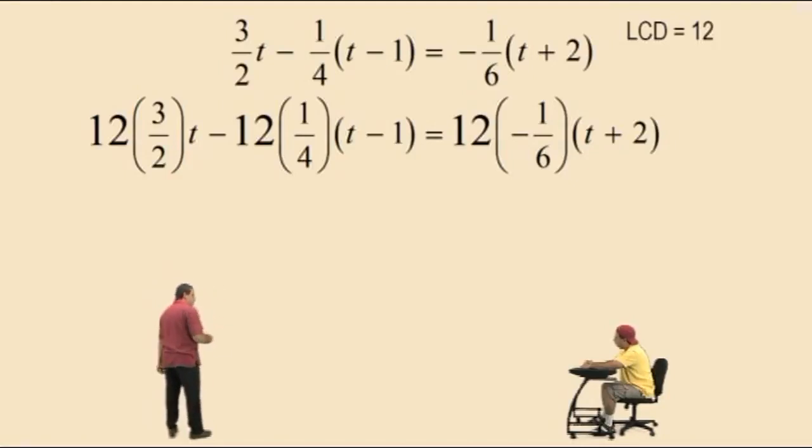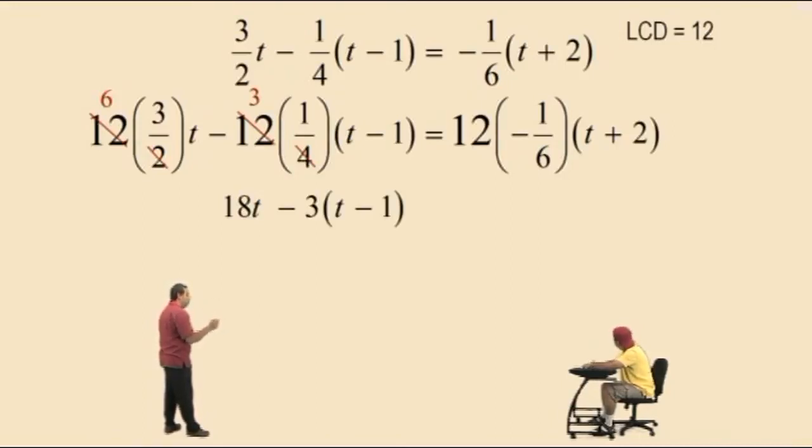Okay, Charlie. Now, here we go. Here's our clearing fractions technique. 12 divided by 2 is what? 6. And 6 times 3 is 18. But don't forget, it's 18t. Now, bring down your subtraction. Next one, 12 divided by 4 is what, Charlie? 3. 3 times 1 is 3, but that has to be multiplied to the quantity t subtract 1. We'll distribute in the next step. Now, on the right-hand side, 12 divided by 6 is what? 2. And 2 times a negative 1 is what, Charlie? Negative 2. Negative 2, but that has to be distributed to the quantity t plus 2 in the next step.